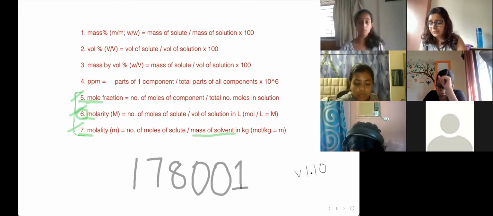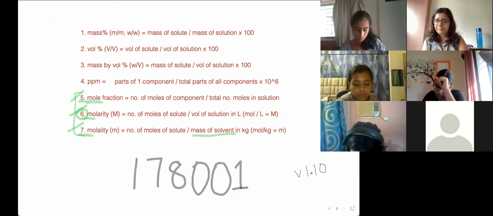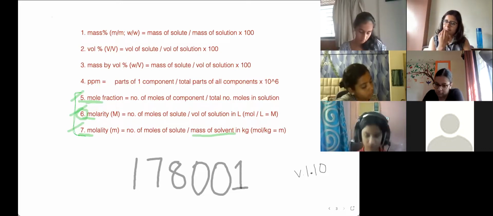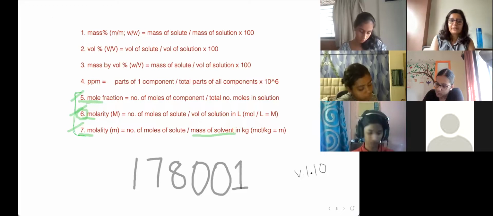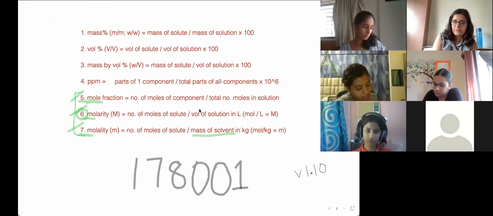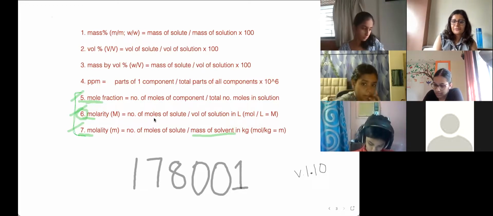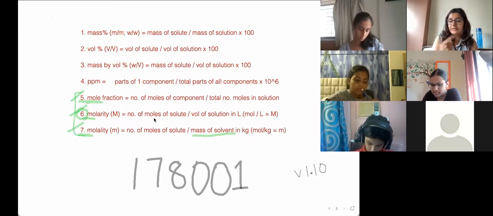Molarity of distilled or pure water is? So molarity क्या है? The number of moles in 1 liter. So molarity of distilled water मतलब how many moles of water do you have in 1 liter of water?